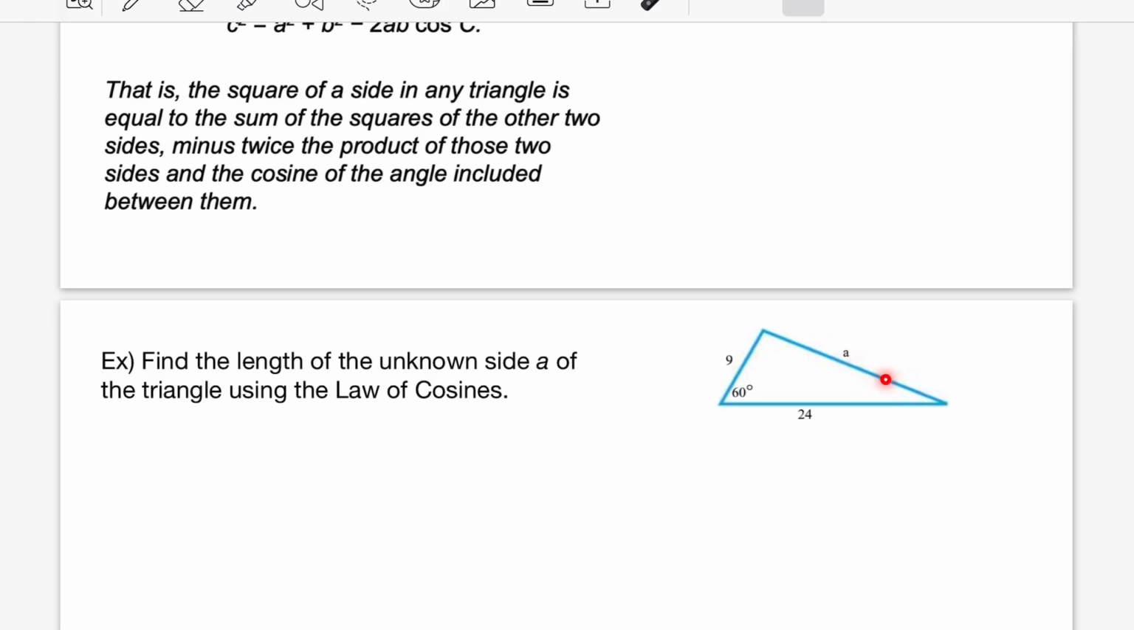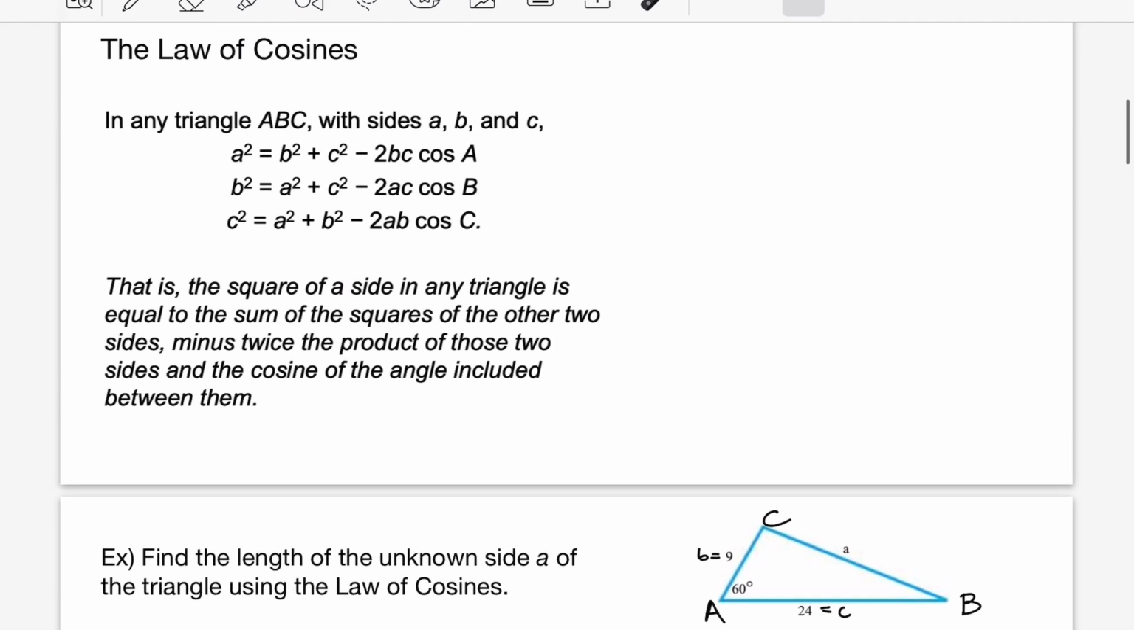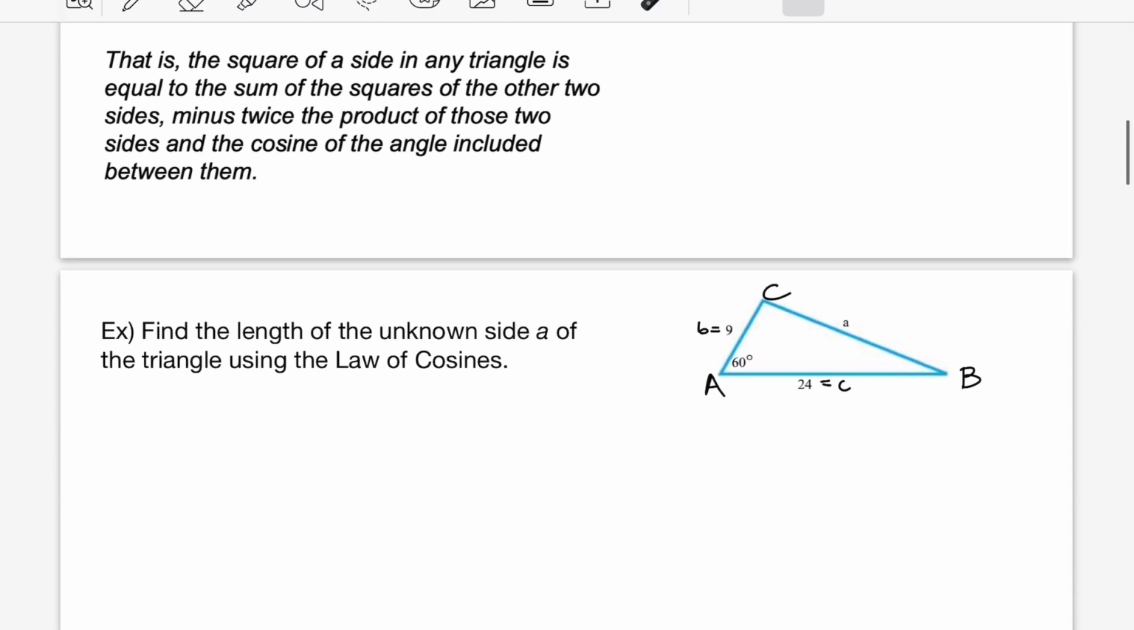If this is side a here, then this will be angle A. Then this will be angle B and C here. So this will be side c, and this will be side b. What we want to do is find this side a using the law of cosines. Going back to the law of cosines, notice that a squared is equal to this here. We have our side b and our side c as well as this angle A, so we have all of the given information we need to plug in and get our length a.